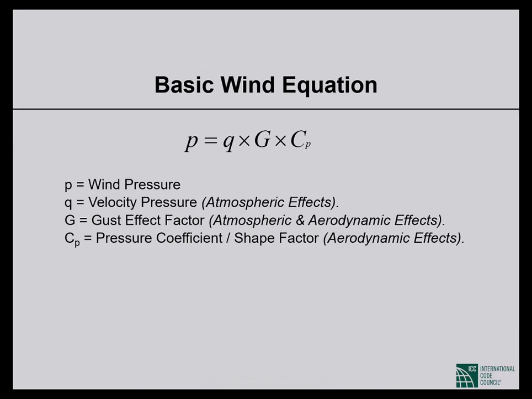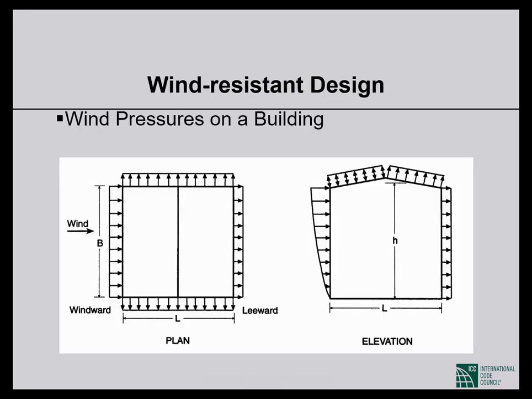So now we come back to the same basic equation, except that we know all the terms. P equals Q, G, C sub P, and everything has been explained. And I have told you that Q has to do with atmospheric effects, C sub P with aerodynamic effects, and G with both.